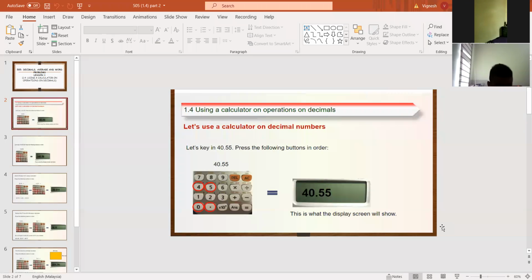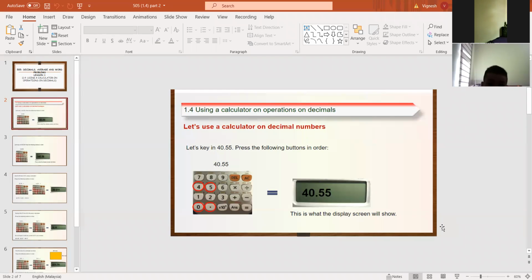I hope everyone has their own scientific calculator, right? Remember, you showed to me last time, even the FX570MS, the Casio scientific calculator. But if you are using another scientific calculator, it's fine, as long as you have your own scientific calculator. Do you all know how to use the calculator on operations on decimals?